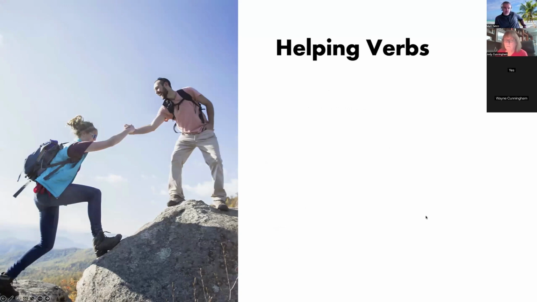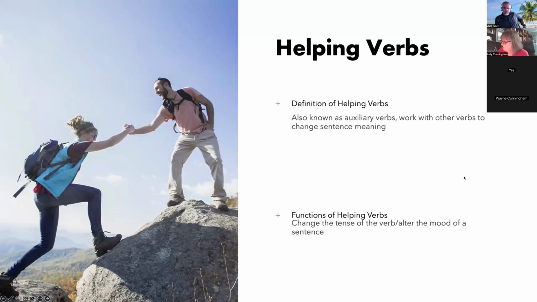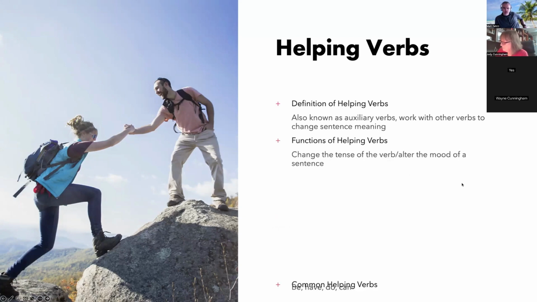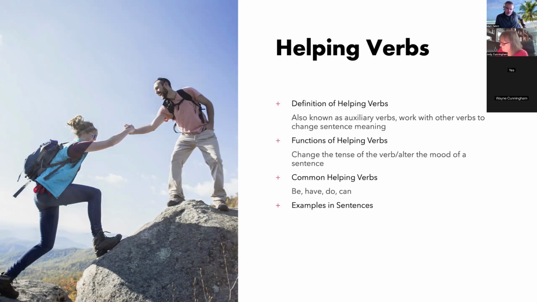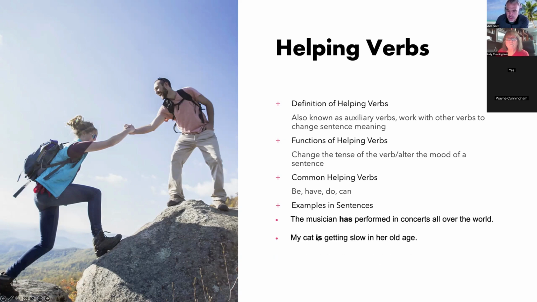Again, linking verbs. Helping verbs, again known as auxiliary verbs, work with other verbs to change sentence meaning. It changes the tense of the verb or alters the mood of the sentence. Again, be, have, can, do. For our examples: the musician has performed in concerts all over the world. So has performed, both of them. My cat is getting slow in her old age. Again, it's helping the sentence. Cheetahs can run incredibly fast.